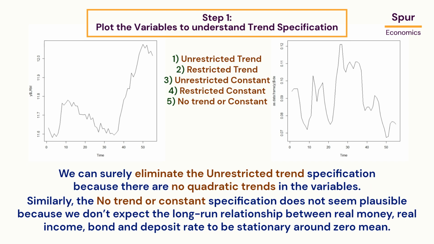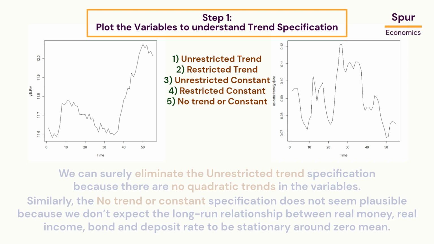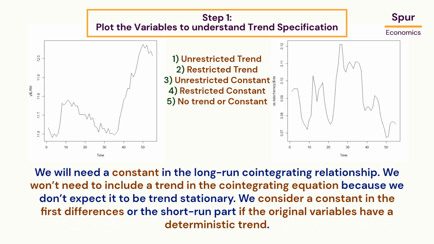We can surely eliminate the unrestricted trend specification because there are no quadratic trends in the variables. Similarly, the no trend or constant specification does not seem plausible because we don't expect the long-run relationship between real money, real income, bond and deposit rate to be stationary around zero mean. We will need a constant in the long-run cointegrating relationship. We won't need to include a trend in the cointegrating equation because we don't expect it to be trend stationary.